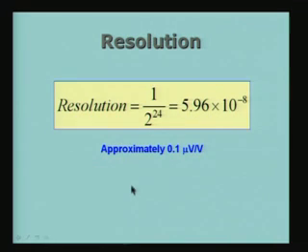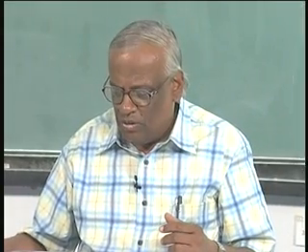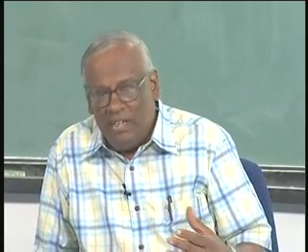Just to see the resolution we are talking about, a resolution of 1 over 2 to the power 24 is 5.96 times 10 to the minus 8. It is approximately 0.1 microvolts per volt. So, you see that we are now talking about measuring very small voltage levels. Obviously, the instrument I just showed must have its own amplification and its own manipulation.